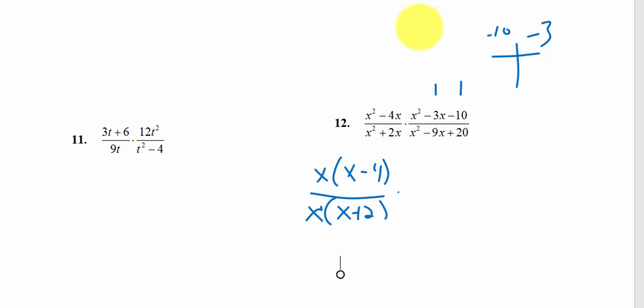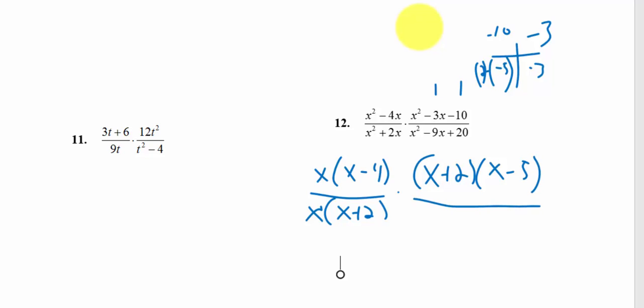So it looks like some combination of 2 and 5. I'm thinking positive 2 times negative 5. Right? That's positive 2 times negative 5. That would result in negative 10, and when I add that, that results in negative 3. So when I factor this, you're going to write x plus 2 times x minus 5.